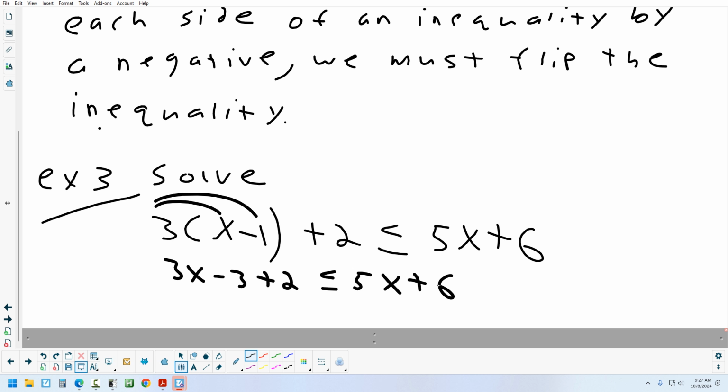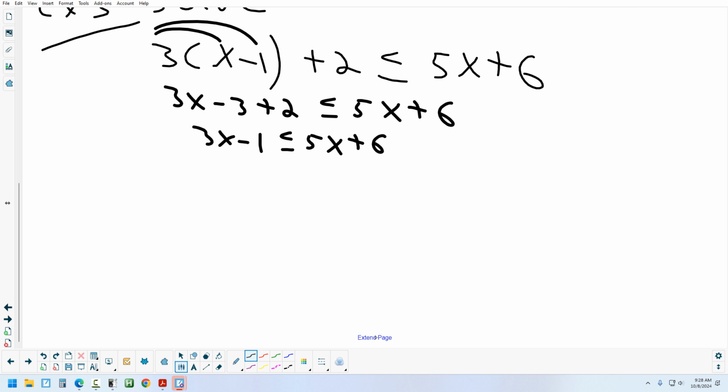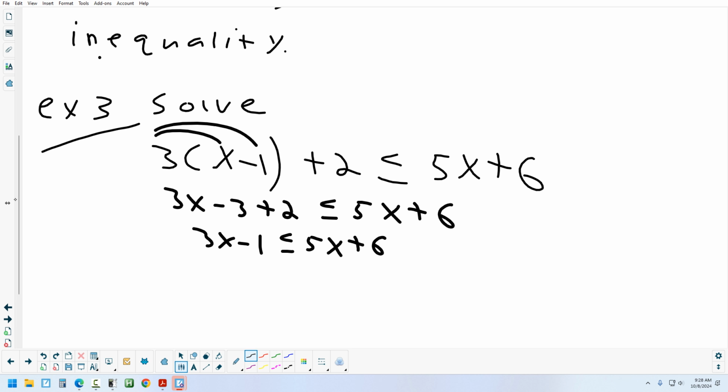Chad, what else can I still do on the left? You can combine the -3 and the 2. Yep, and negative 3 plus 2 gives me -1, so negative 1. Okay, so we got that.